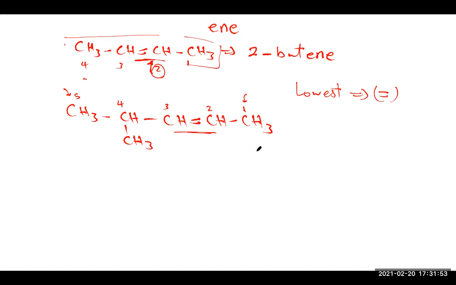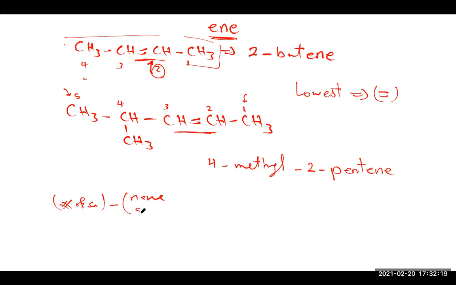So it will be the number of the branch, which is 4 methyl. Again, the number of the double bond, which is 2, and our chain is 5, so it should be pent. This is a double bond, so it should end with ene. So again, it will be the number of the substituent and then the name of the substituent, if we have a substituent, then the number of the double bond, and the name of the chain. If we have a double bond, the name of the chain will end with ene.